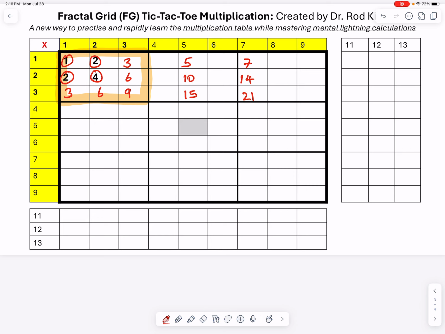7 times table. And you can do the same thing for your 8 times table, which would be 3 times table plus 5 times table, or your 9 times table, which could be your 7 times table plus your 2 times table. You can also apply special rules in this table.